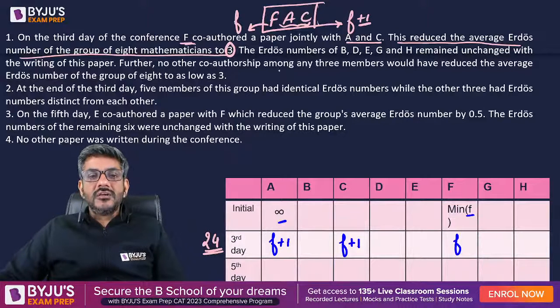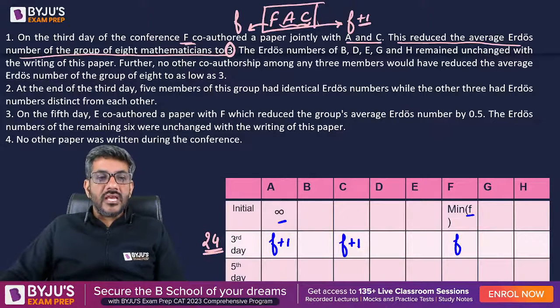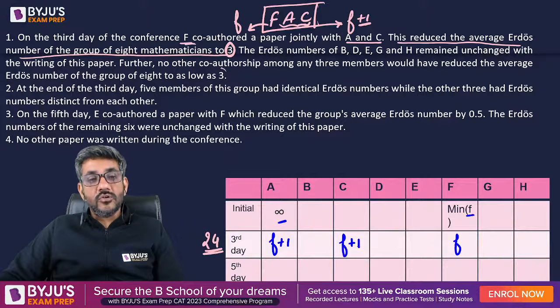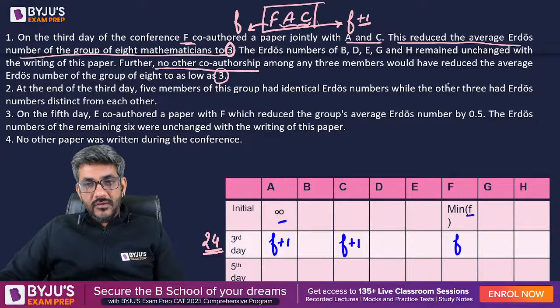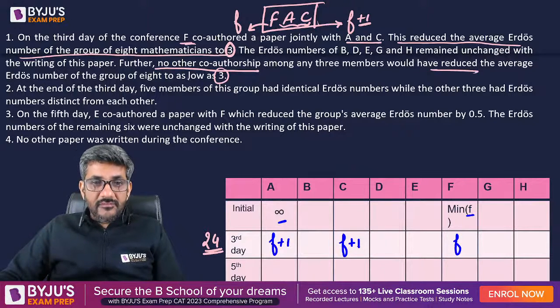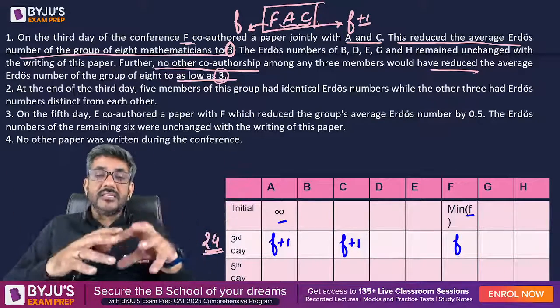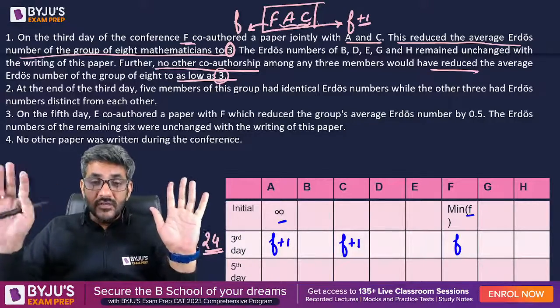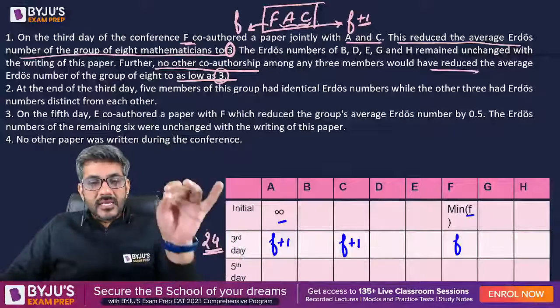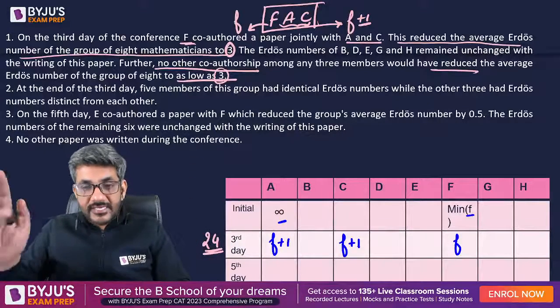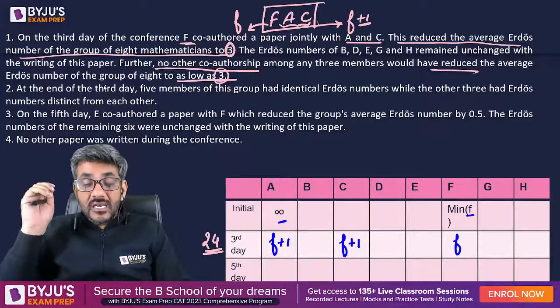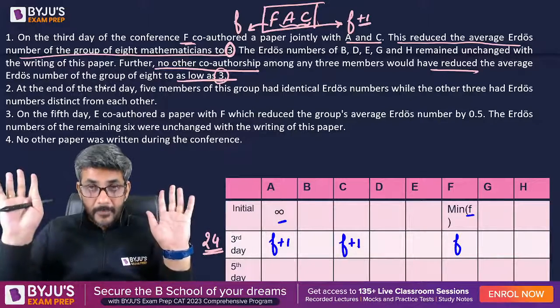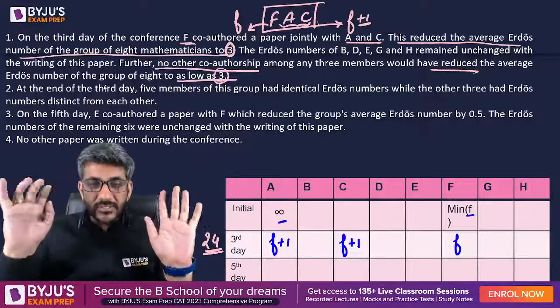Further, no other co-authorship among any three members would have reduced the average ERDOS number of the group of 8 to as low as 3. That means if any other three people would have co-authored, we never would have had this much of reduction. So can I say he's saying that with F, A, and C writing a paper together, we had the largest possible reduction in the ERDOS number, the largest possible reduction.